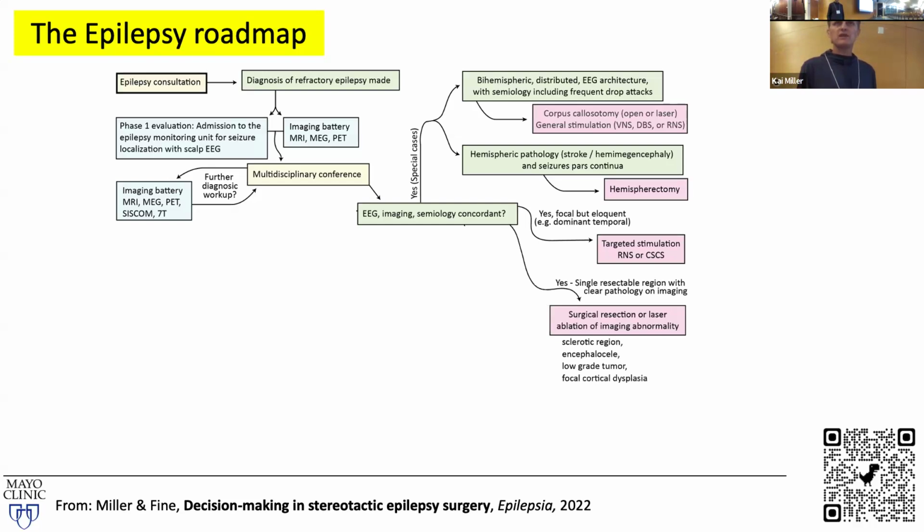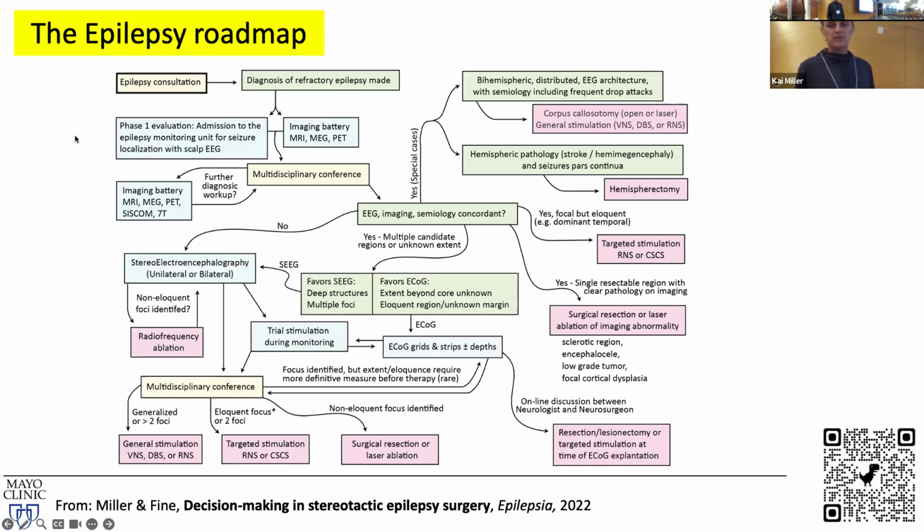Okay, so if these things don't agree, or if we don't understand the extent of where the abnormality is, we'll implant electrodes. And that brings us down to this whole set of interventions that we do. Basically, we put in implanted electrodes in the form of either stereo EEG, which is what you see here, or electrocorticography. Electrocorticography and stereo EEG are electrodes that we surgically implant in the brain.